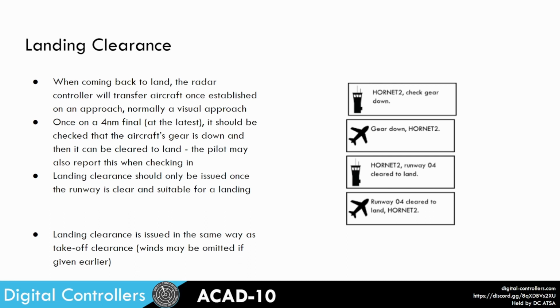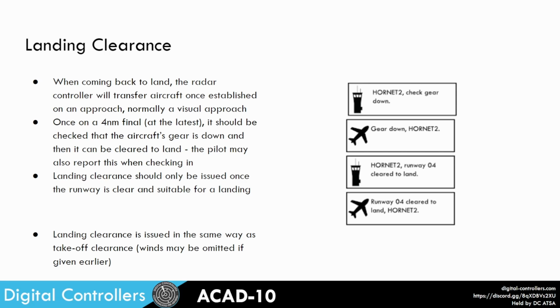The landing clearance can only be issued once the runway is clear and suitable for a landing. Again, coming back to the single runway occupancy. Landing clearance is issued over the radio in the same way that it is as takeoff clearance. However, the winds can be omitted if it is given previously. So, in this example, Hornet 2 runway 04 clear to land, and they read all of it back.